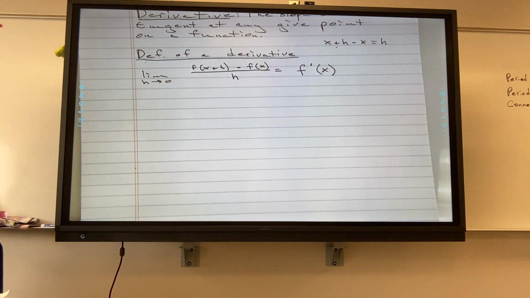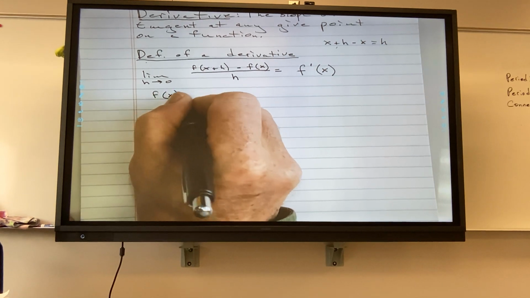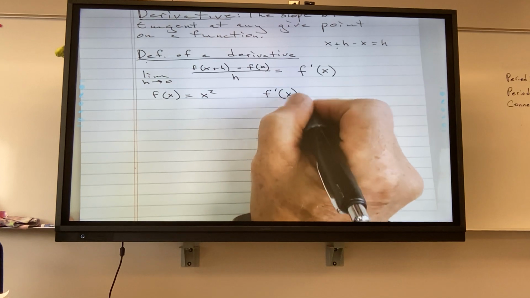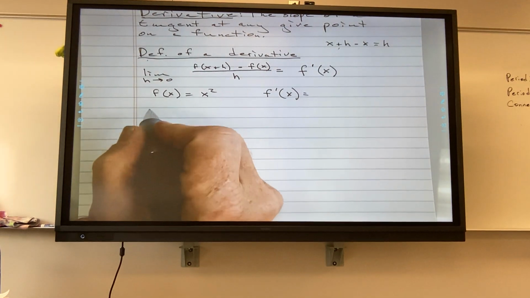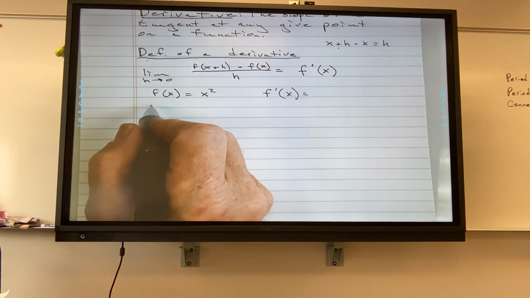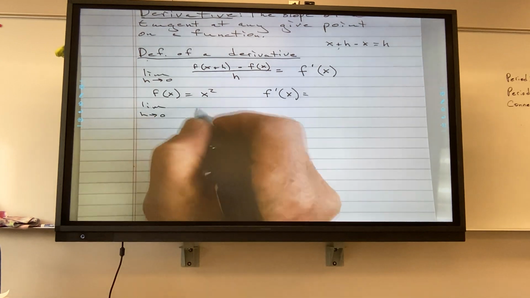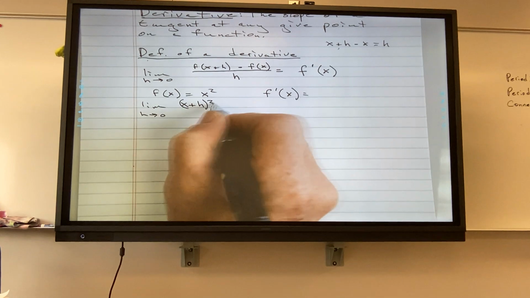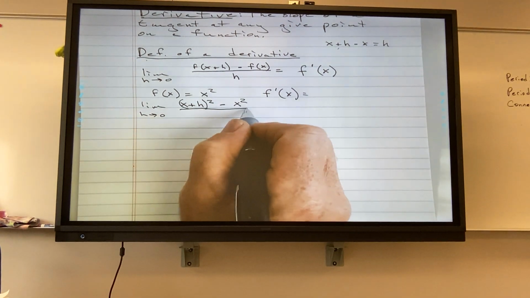So I've done 3 problems for you. The first one I said, okay, if I have f of x equals x squared, what's the derivative? Well, let me do my limit. And so I'm going to write the limit as h goes to 0. I put x plus h into my function and I square it. And then I subtract my function. And I divide by h.